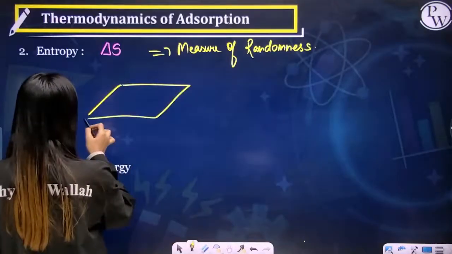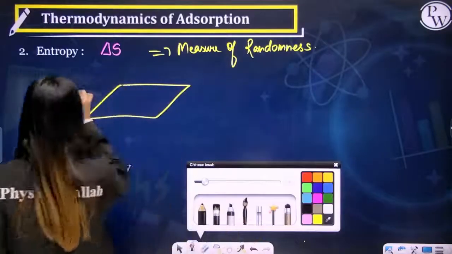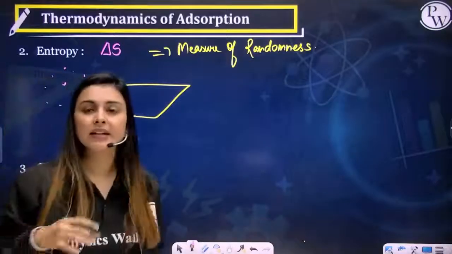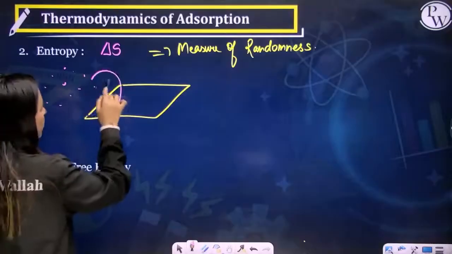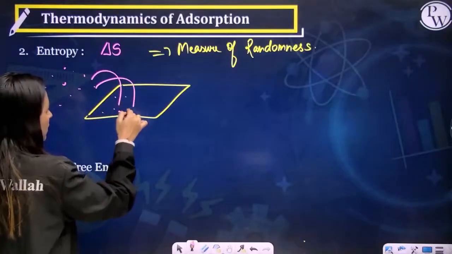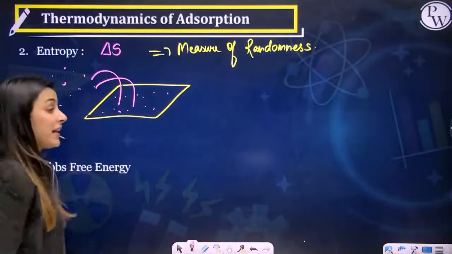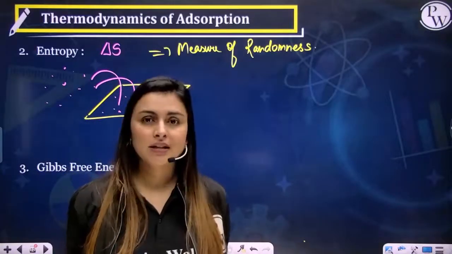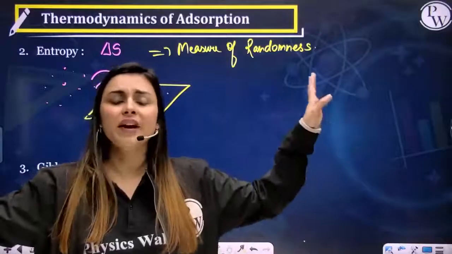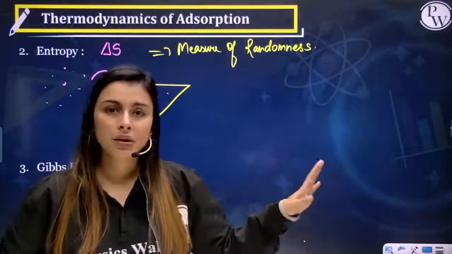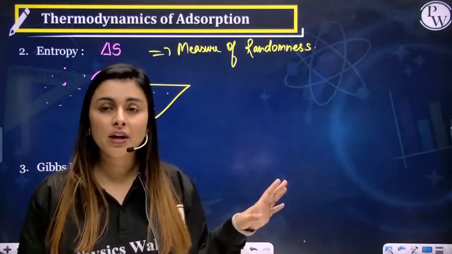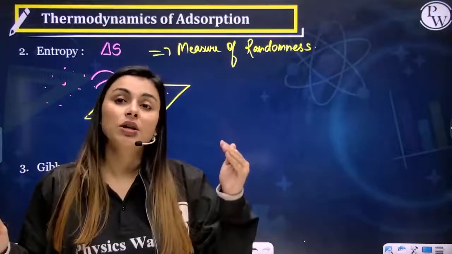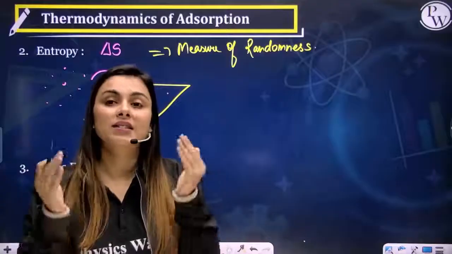Now imagine you're talking about adsorption. You had a surface here. You had particles which were completely random, moving randomly. Then they came and got adsorbed on the surface. When they got adsorbed on the surface, their randomness actually decreased. Initially, they were free to move anywhere. They had the most random factor. But as they got adsorbed, they got a particular position and now their randomness has decreased.